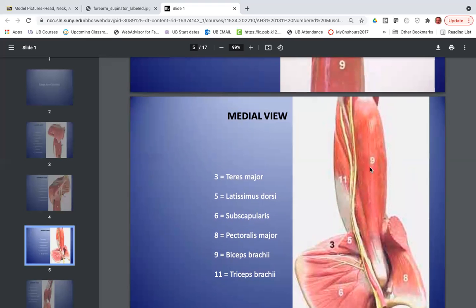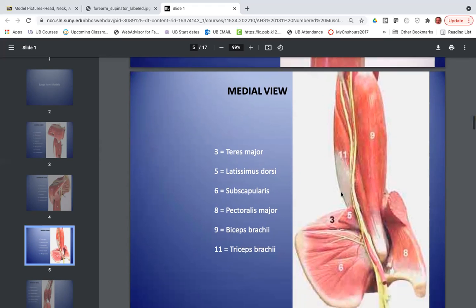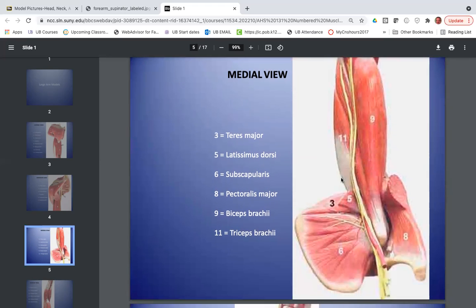Anterior arm, biceps brachii. Number 11, triceps brachii. Now remember, this is more medial. So this is the medial head. All the way on the outside would be the lateral head, but you can't see it from this perspective.